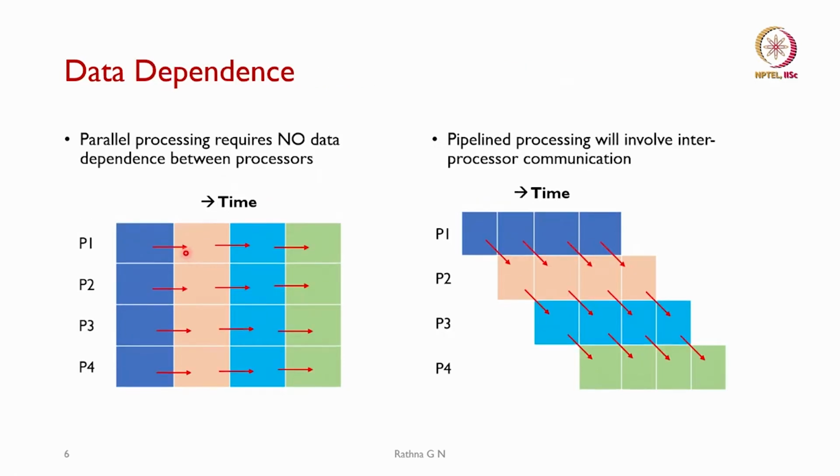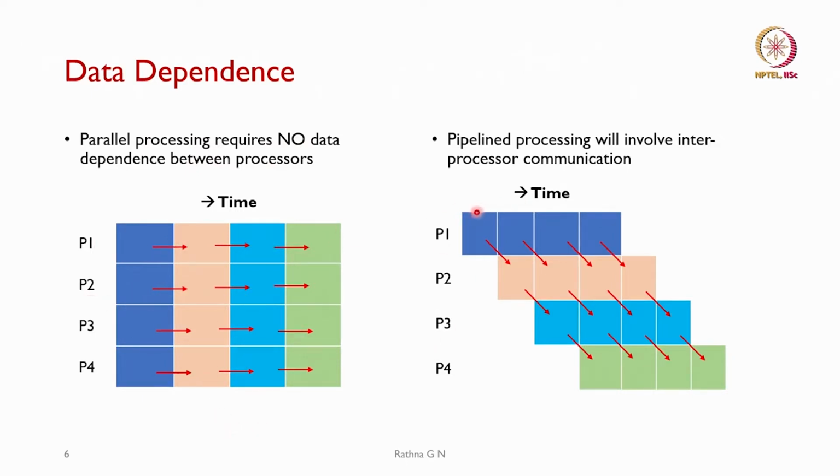So, when we say that there is going to be data dependence, in parallel processing we require no data dependence between the processors; then only they can run in parallel. As you are seeing, the data flow in the P1 processor is going to go in a horizontal way, and the same thing with respect to the rest of the processors.